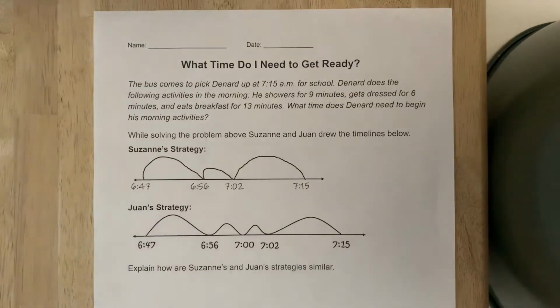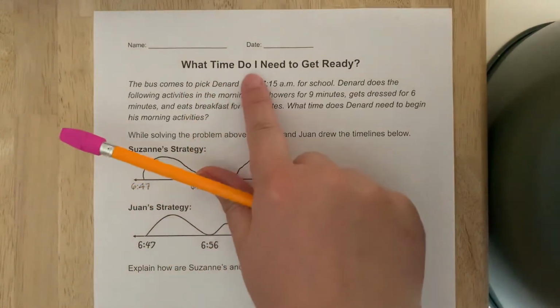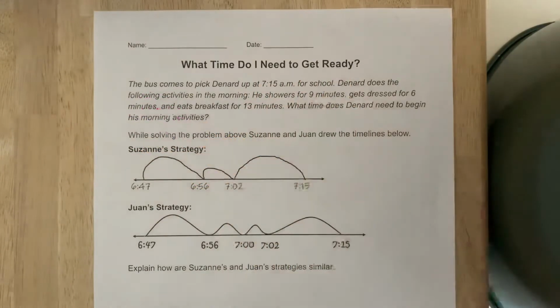Okay, we're working on the sheet called What Time Do I Need to Get Ready? And this is going to give you an example of two people's strategies of using time, elapsed time, using a number line. Let's read the problem.